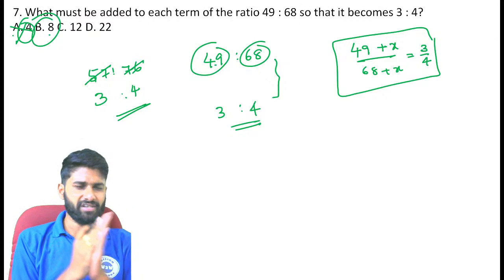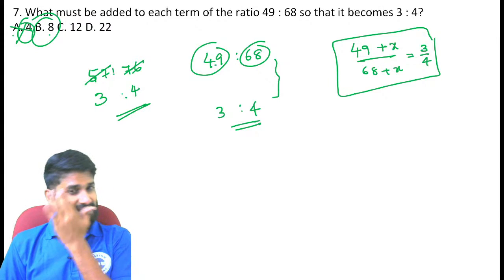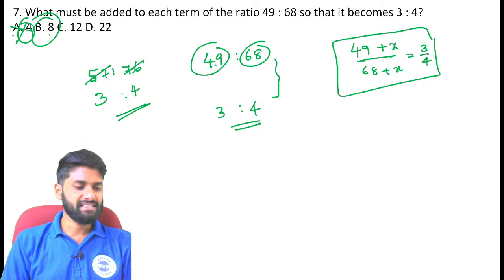Just go through the option verification. That is better for you, guys. See, 19 threes are 57, 19 fours are 76. So we exactly get 3 is to 4. Then what is the number we are adding? That is simply 8.